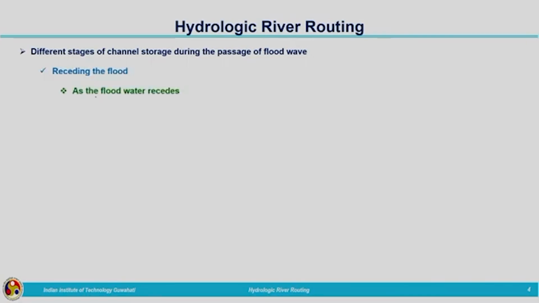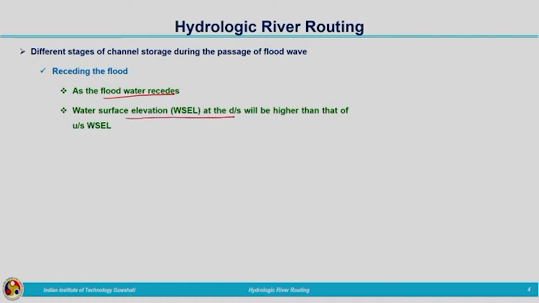Now, we will consider the case with receding condition of the flood wave. As the flood wave recedes, what will happen? The water surface elevation at the downstream will be higher than that of the upstream water surface elevation. The flood wave has entered at the upstream end. It was travelling from upstream to downstream. During that time, undulations on the water surface will be taking place, and as it recedes, what will happen?